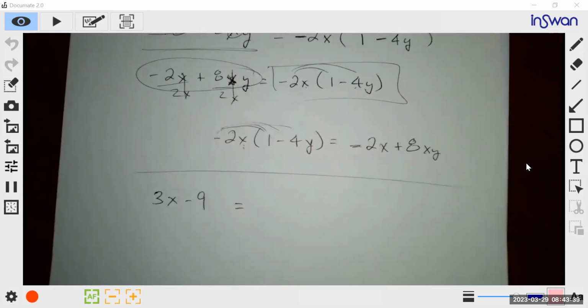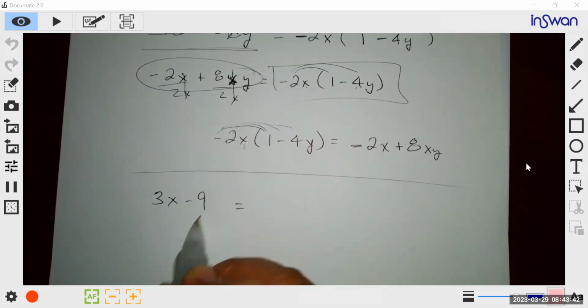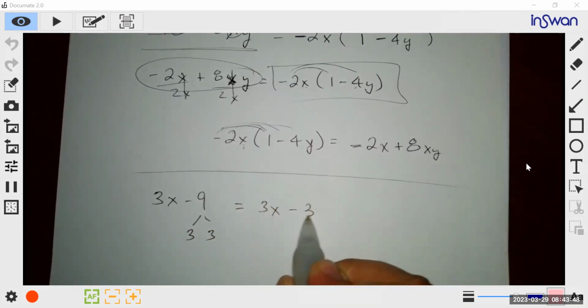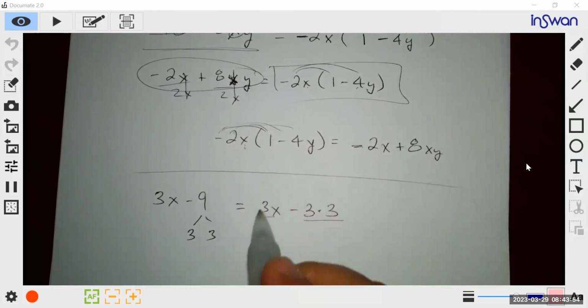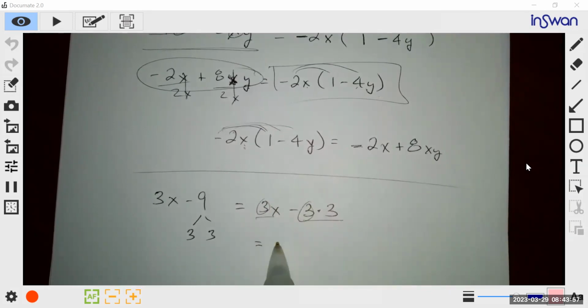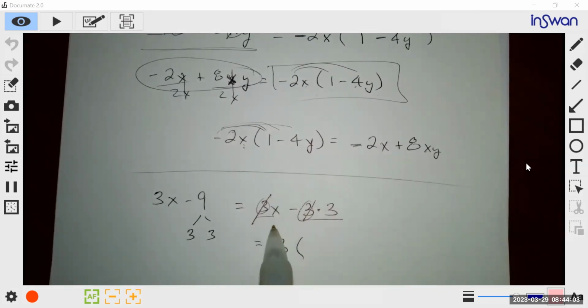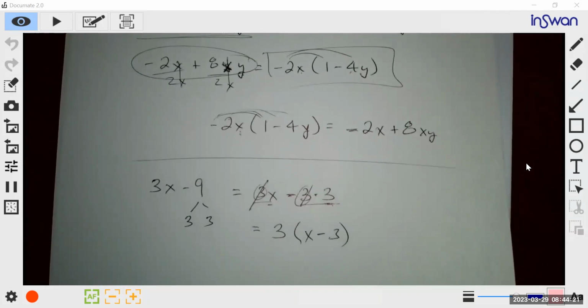What do these two have in common? Well, whenever you ask the factor, what is 9 made up of? 3 times 3. So we have 3x minus 3 times 3. What do both of these terms have in common? They have a 3. So I can take it out. If I take it out, I remove it. What I have left is x minus 1. And that's that one. That's factoring.